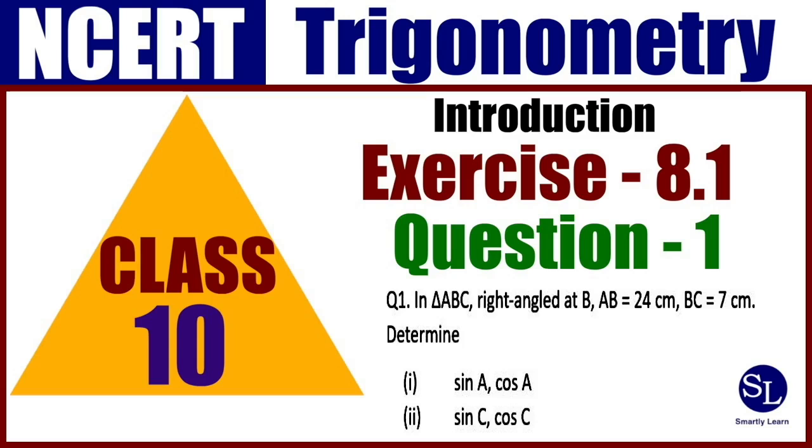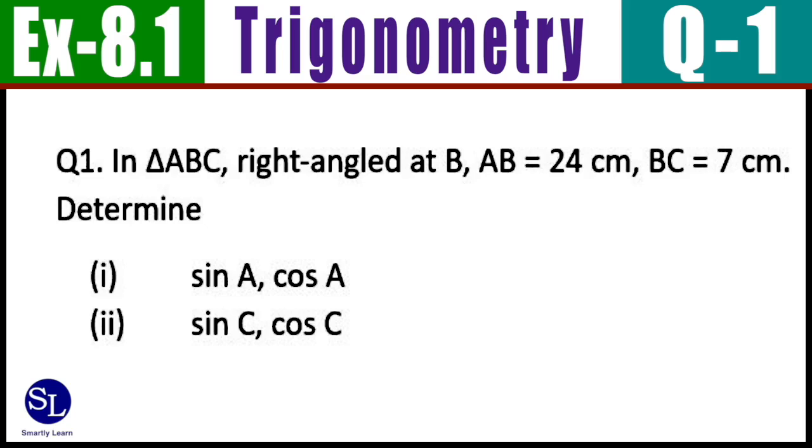In this video, let's see how to solve the first question in exercise 8.1. In triangle ABC, right-angled at B, AB is 24 centimeters, BC is 7 centimeters. Determine, in the first subdivision, they're asking sin A, cos A, and in the second subdivision, sin C, cos C.